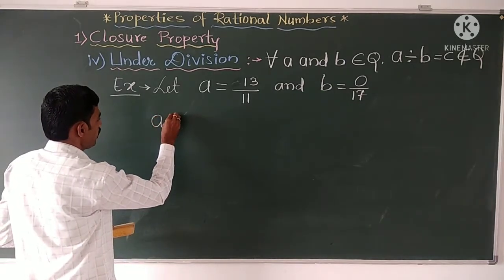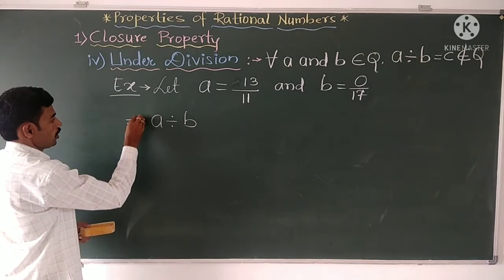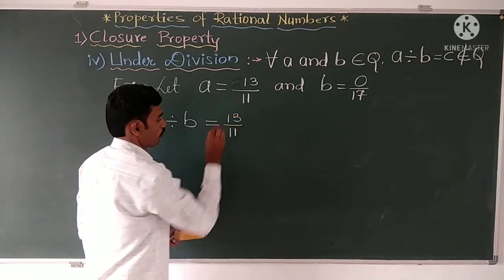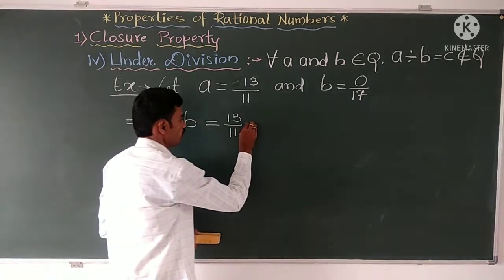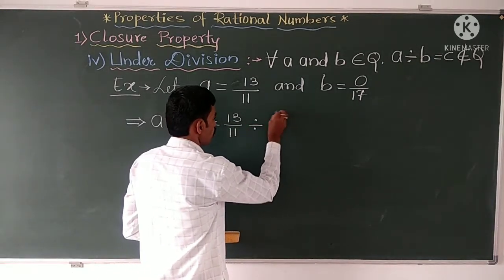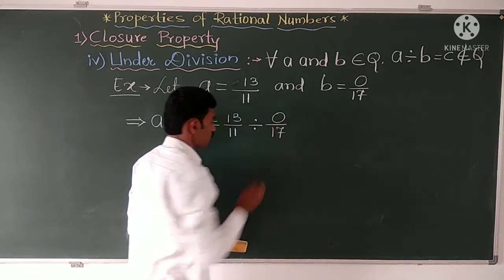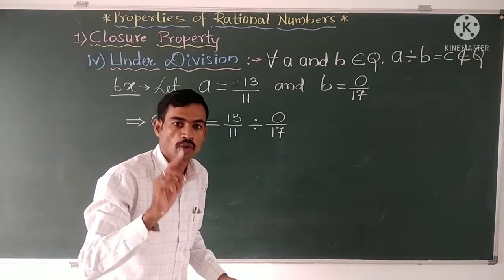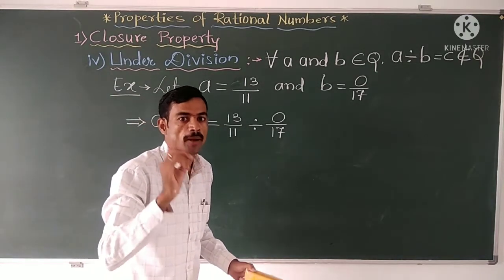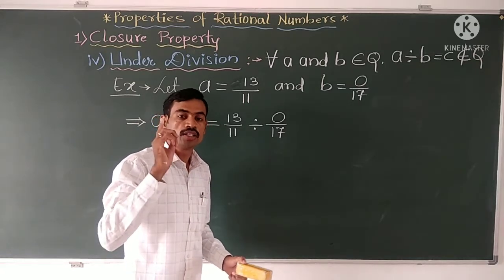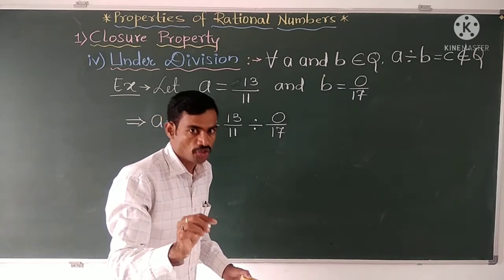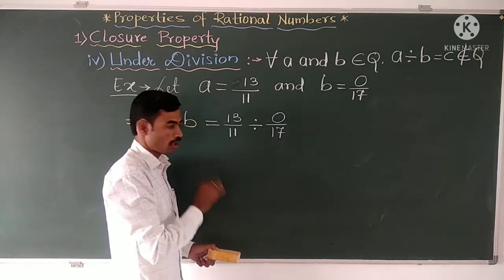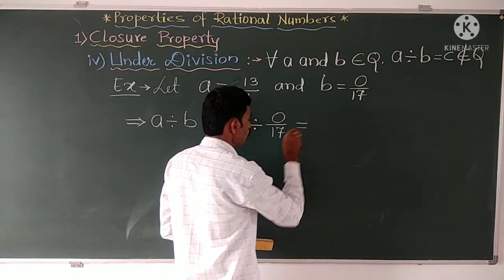A divided by B. A is 13 by 11, divided by 0 by 17. 0 by 17 is 0 only. 0 is also one of the rational numbers. You have to remember that 0 is neither a positive nor a negative integer. It is a rational number.